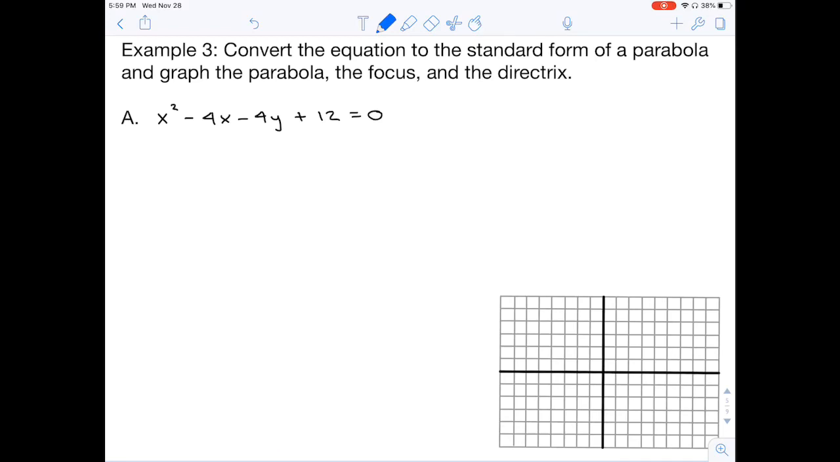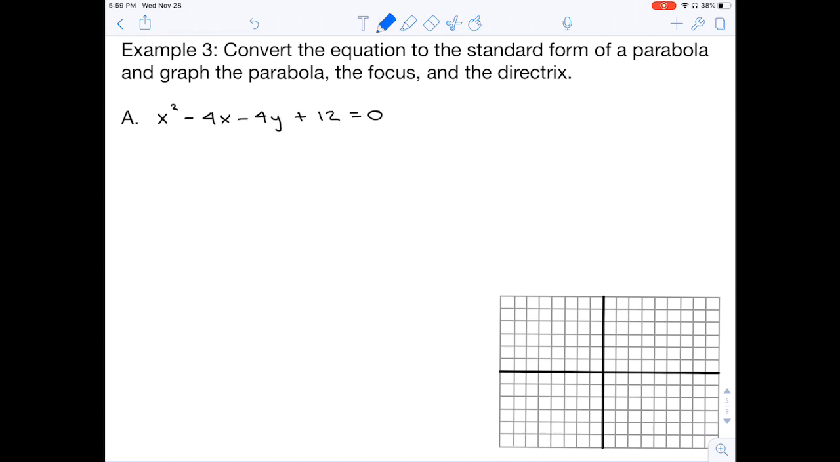Example 3. So what we're going to do is a combination of what we did yesterday and today. I'm going to take this function right here, this parabola that's not in standard form, and I'm going to complete the square to put it into standard form, and then I'm going to graph it. So let's go and do that.